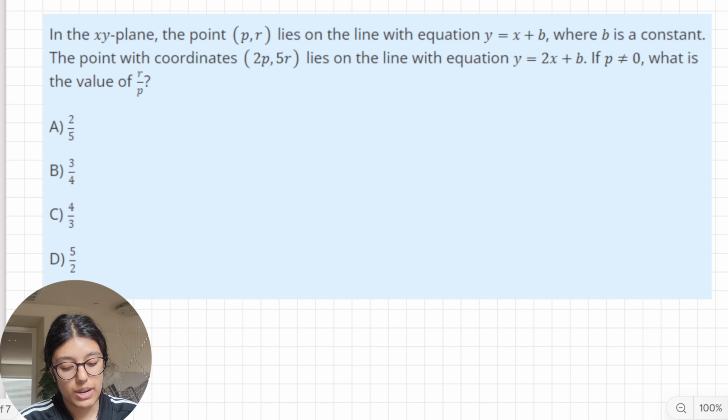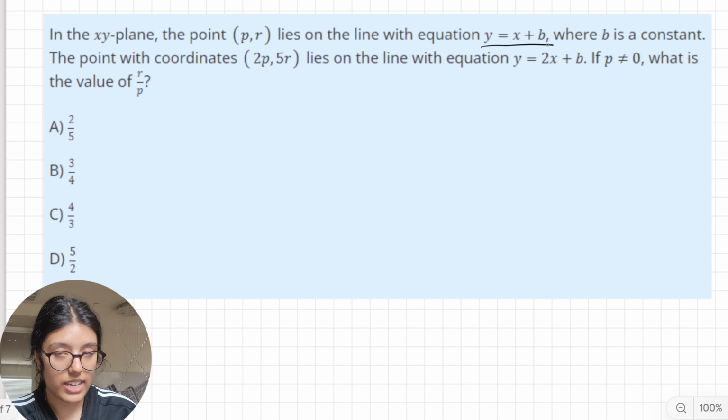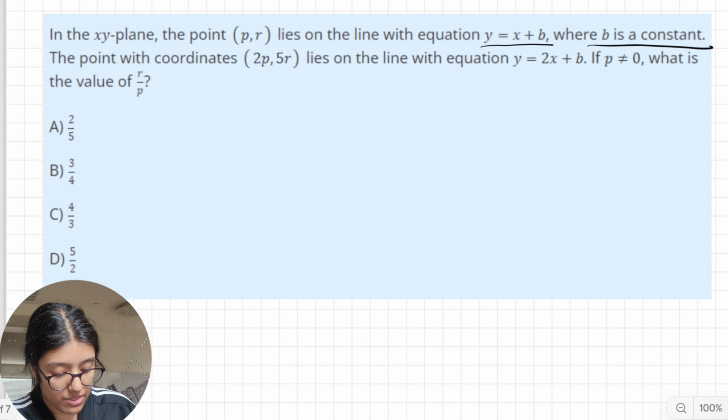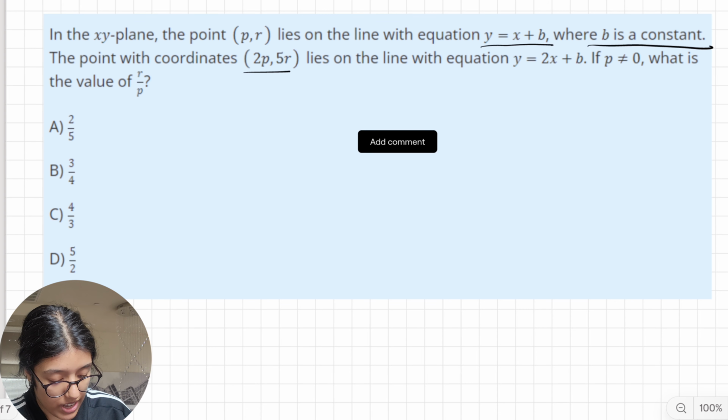All right, on to our next problem. In the xy plane, the point (p, r) lies on the line with the equation y equals x plus b, where b is a constant. The point with the coordinates (2p, 5r) lies on the line with the equation y equals 2x plus b. If p is not equal to 0, what is the value of r over p?